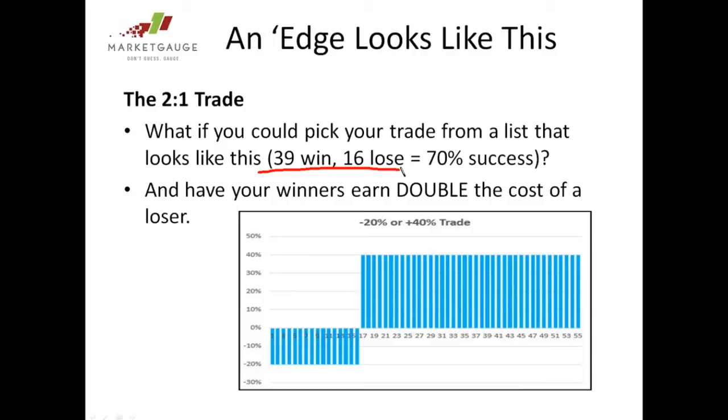Now, if you can put together a system by which you can do this with a defined list of symbols, and I'm saying define the list of symbols because that makes it much more repeatable.